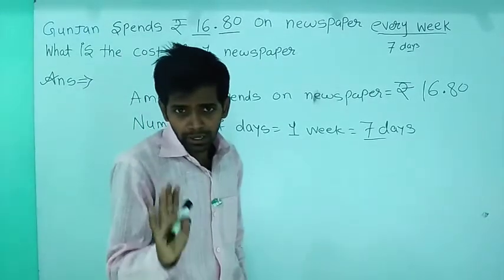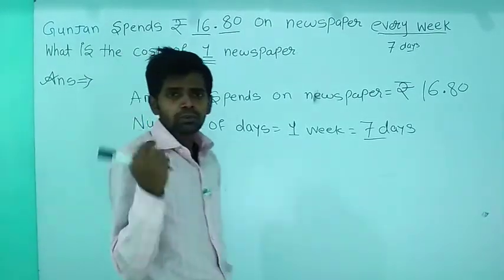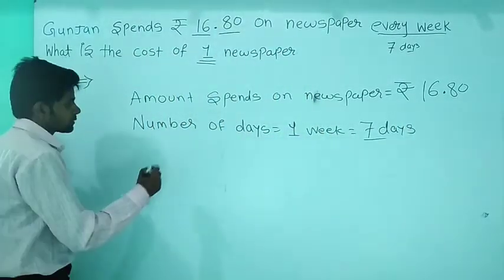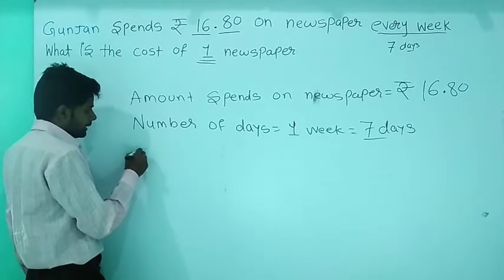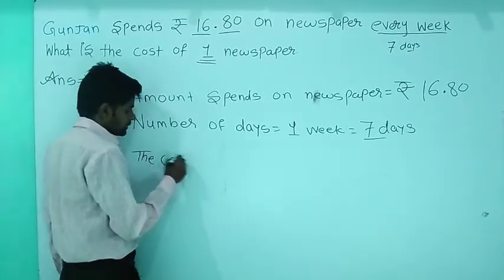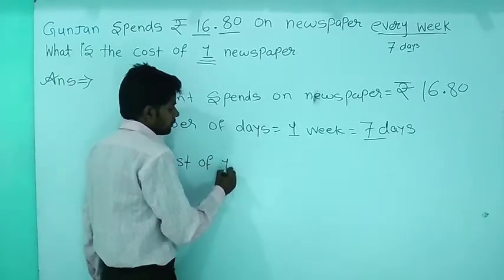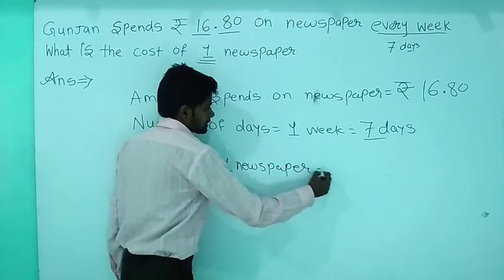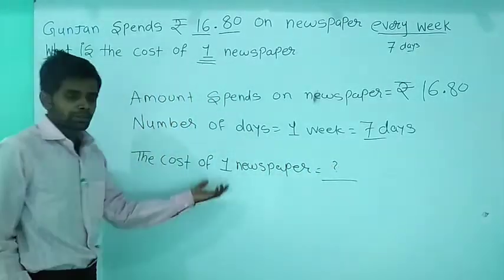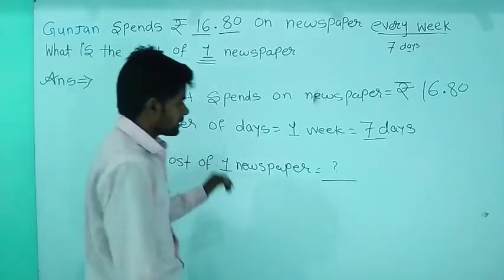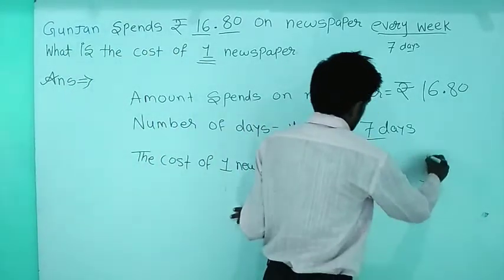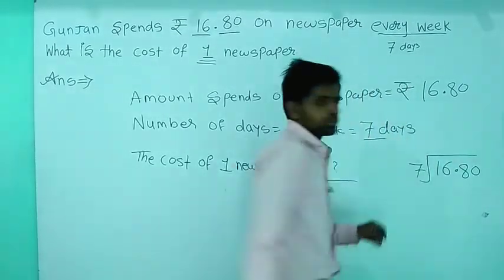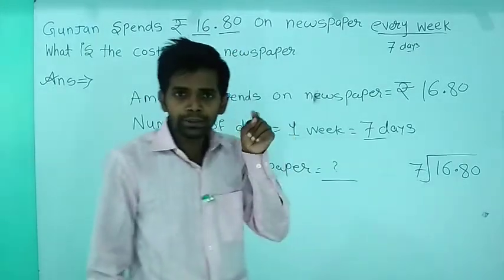Now we have to find out the cost of one newspaper. Every day only one newspaper will come, right? So we have to find the cost of one newspaper. We will divide 16.80 by 7. Before that we have to write: the cost of one newspaper is equal to, we don't know. So we will leave the space for a few minutes. And now we will divide 16.80 by 7. So that is 16.80 and this is your 7. Now let's divide. Forget that point for a few minutes.